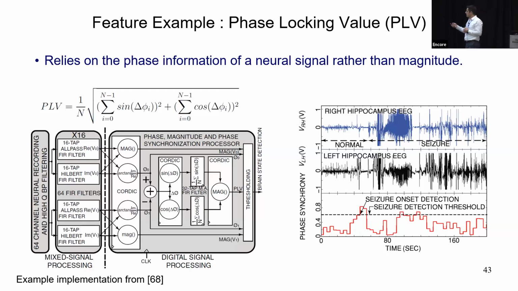Here you can see an example of how PLV can successfully detect a seizure, where we are showing two different channels of recording. We see that the PLV value goes above a certain threshold shortly before the onset of the seizure.